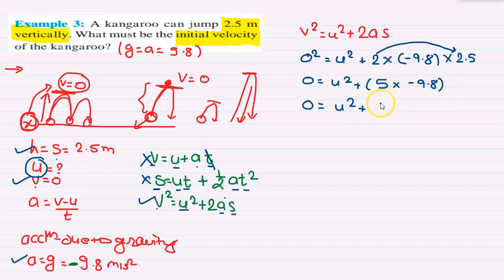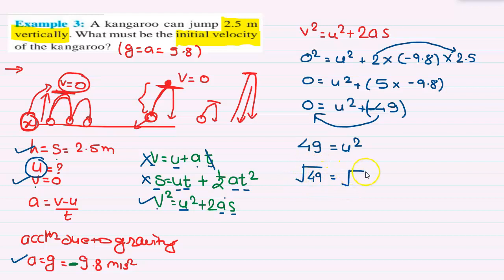If you solve it, it will be 49, but with a minus sign, because it already has a minus sign. If I take this minus to the left hand side, it turns to plus. So we can write 49 is equal to U square. And when I take the square root of both sides, the square root of 49 is equal to the square root of U square. Therefore the square root of 49 is 7 and the square root of U square is U. It means the initial velocity, I can write in words also.